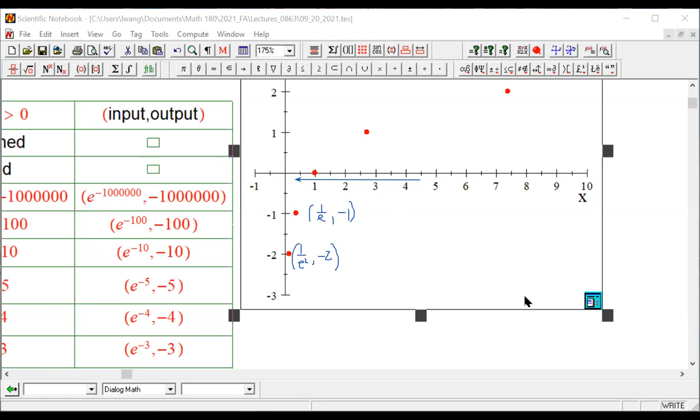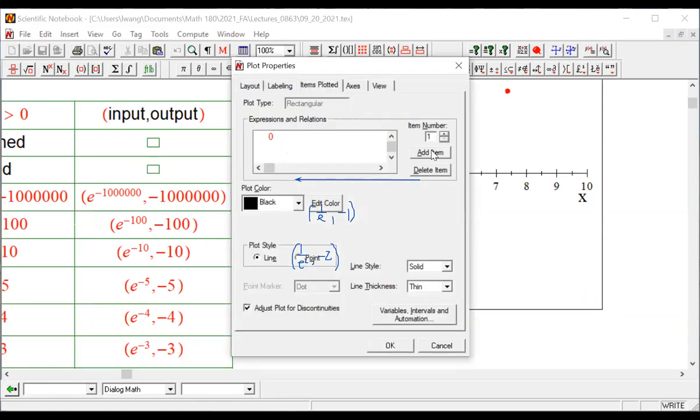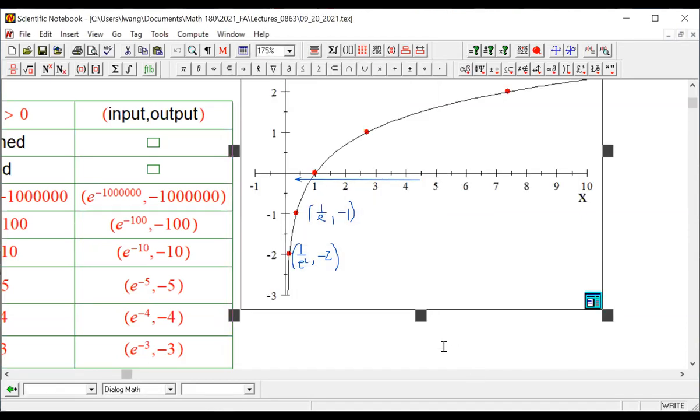Okay, so are we ready to connect the dots? So let's connect the dots. So in this direction, as x gets closer and closer to 0, what happens to the output? The output is getting what? Lower and lower and lower yet. So that's where you get the negative infinity, because you can get as low as possible.